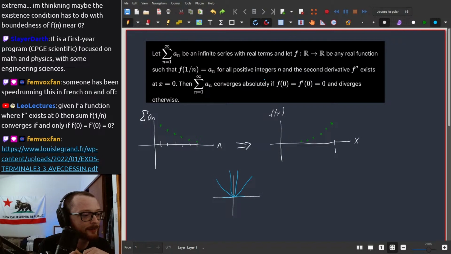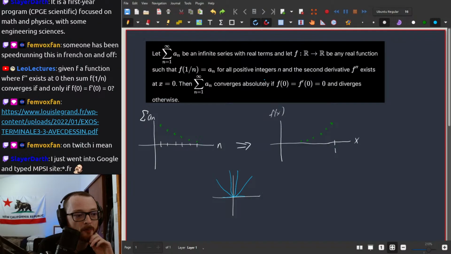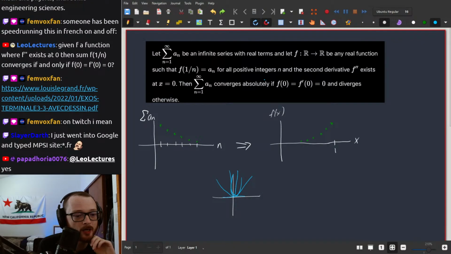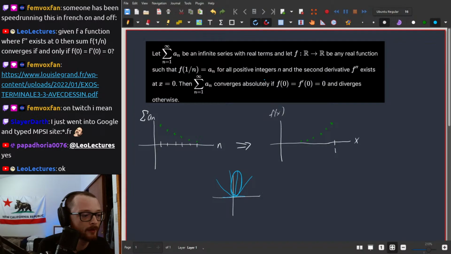Yeah, Papadoria, I guess so. If the double prime blows up, we can find a neighborhood where it's getting arbitrarily large. So I think you're right, Papadoria. Oh, that's clever, Slayer.